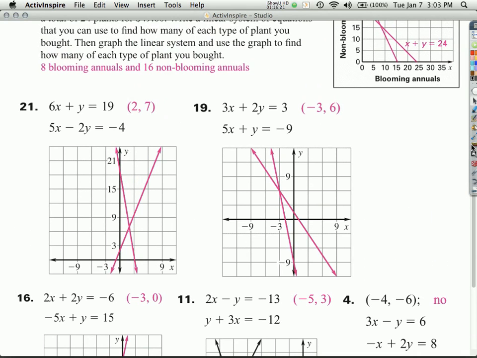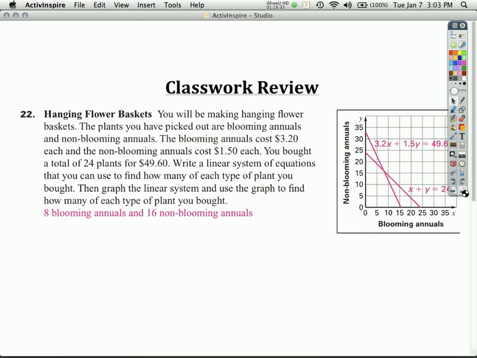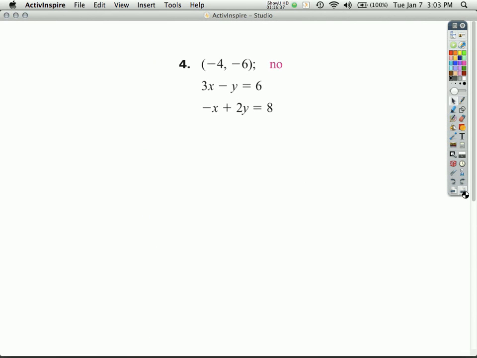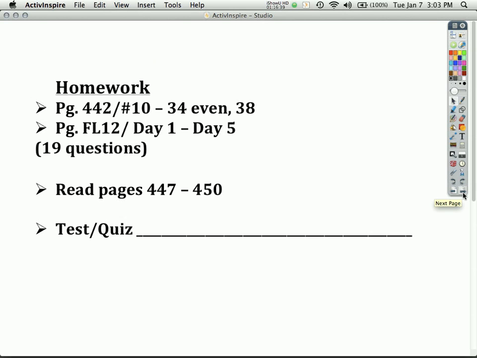So in the interest of time, I'm just going to assign your homework. If you are having any concerns or questions, come to my care class tomorrow morning, and I'm more than happy to devote some time to you. So your homework is on page 442. You're going to do numbers 10 through 34 even and number 38.